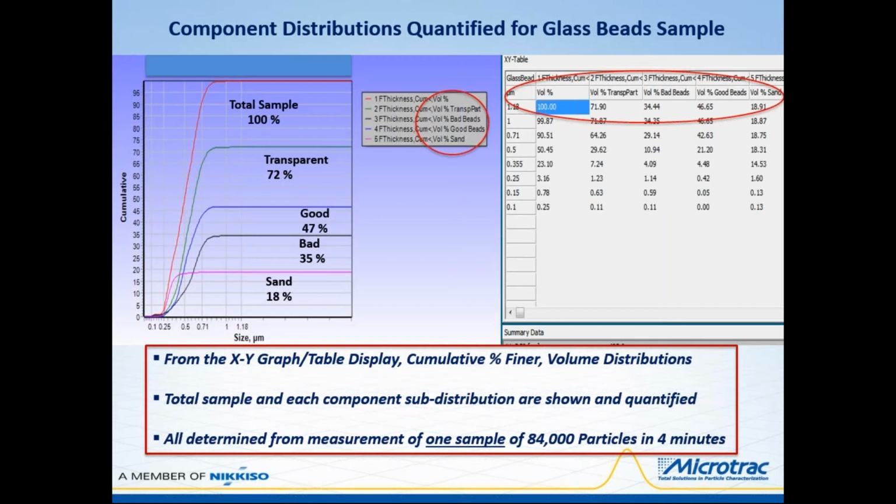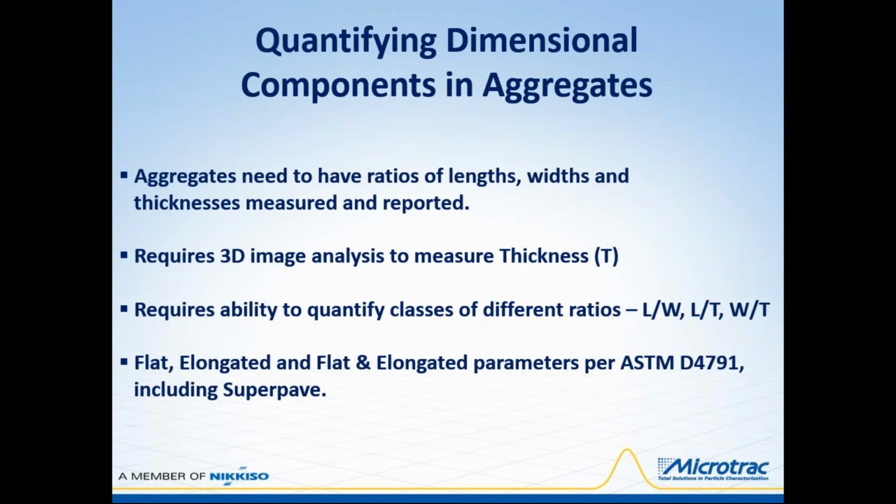We've calculated an intermediate class, transparent beads, which includes both good beads and bad beads, and that class makes up about 72% of the sample. The good beads class makes up 47%, the bad beads 35%, and the sand 18% of the sample by volume. And all of these components data were determined from one measurement of 84,000 particles in 4 minutes. All calculations take place in real time during the measurement.